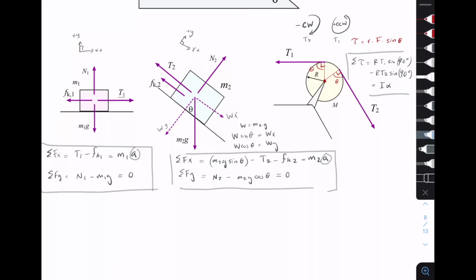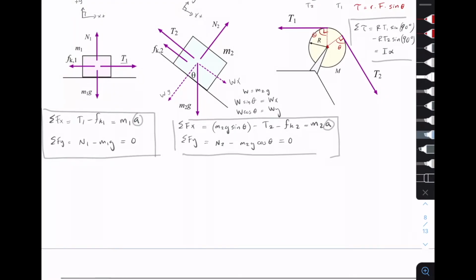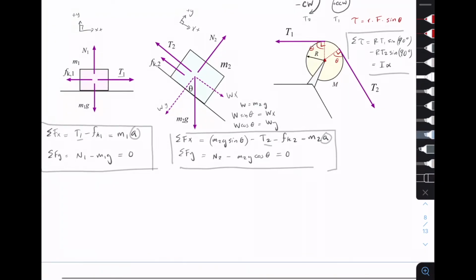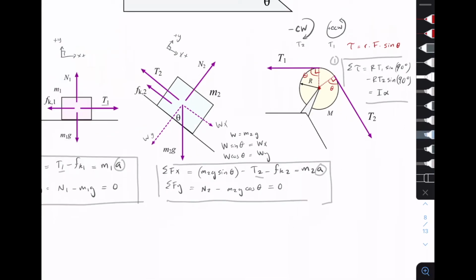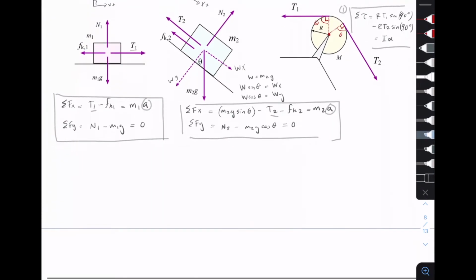So let's try to isolate a little bit of... let's think about this. We don't know T1 or T2, right? We don't know these, but we do have a relationship with this torque equation. So we're going to start out by simplifying this torque equation, okay? So I'm going to start over there.